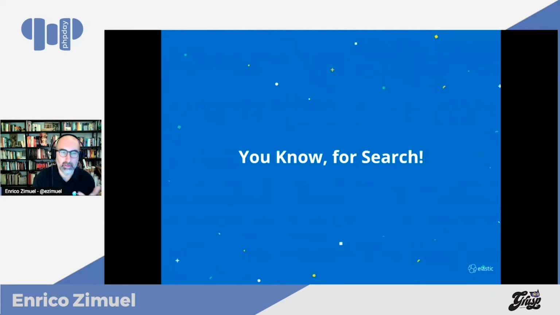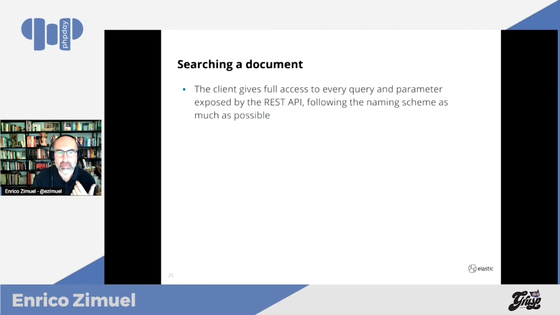You know, the main feature of Elasticsearch is searching. The API for searching is quite big, in the sense that it provides a lot of features.